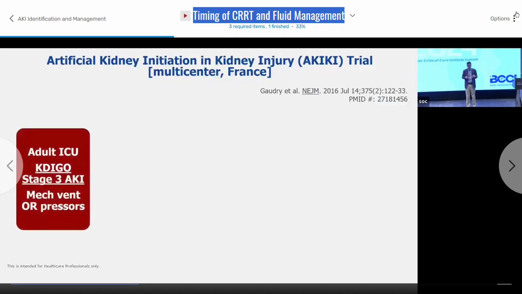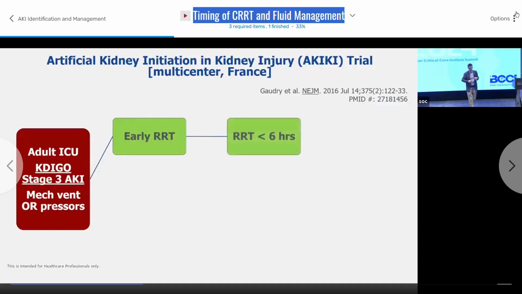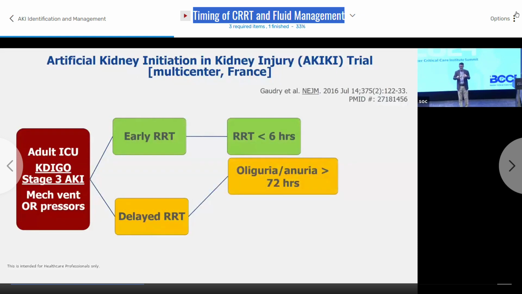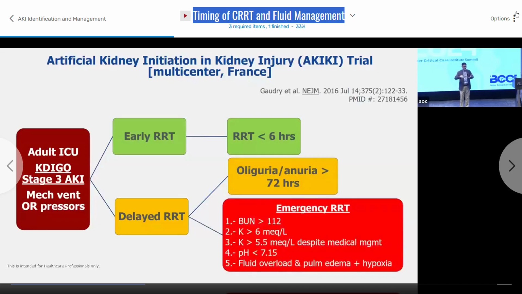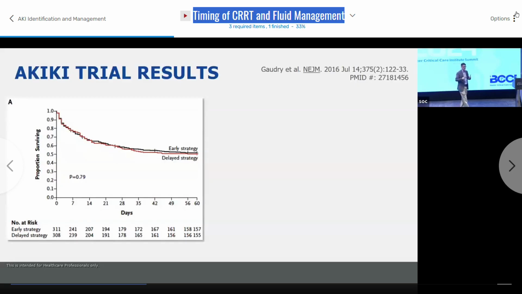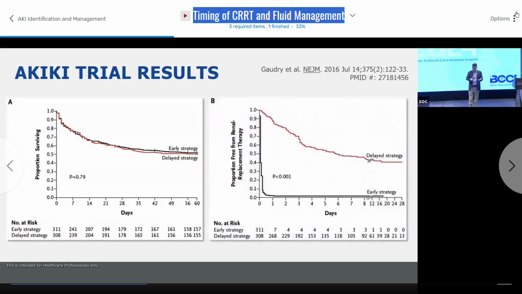So the first trial is the AKIKI trial. It's a multi-center trial in France. They randomized adults who were on the mechanical ventilator or pressors. Most importantly here, they had KDIGO stage 3. So their creatinine had already increased to 300% of normal before they could even be considered to get into the trial. They were randomized to early, which meant starting dialysis basically right away, or delayed dialysis, which meant either waiting until they were not better for 72 hours, or meeting one of these criteria, okay? And they showed no difference with an accelerated or an earlier approach.